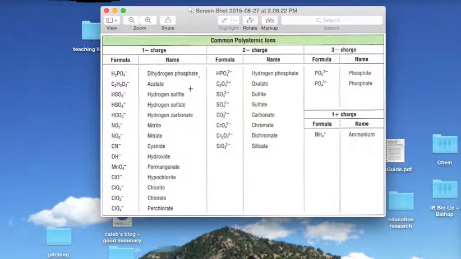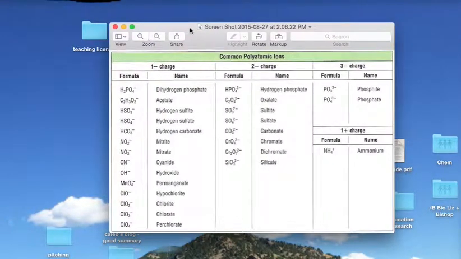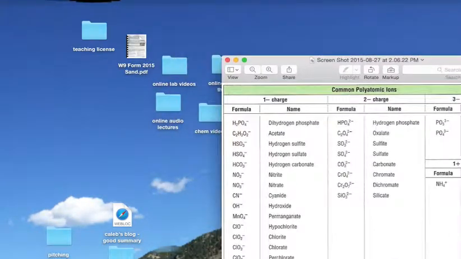You will not need to memorize these, even though it is useful to know a couple of these from memory. You'll always get this chart to solve any question. So, how do we use this chart to solve a problem where you have a formula and you want to know what the name is? Formula to name.